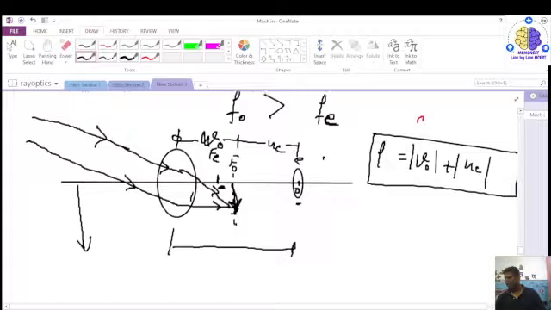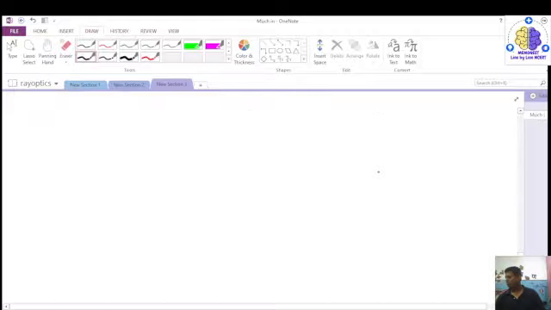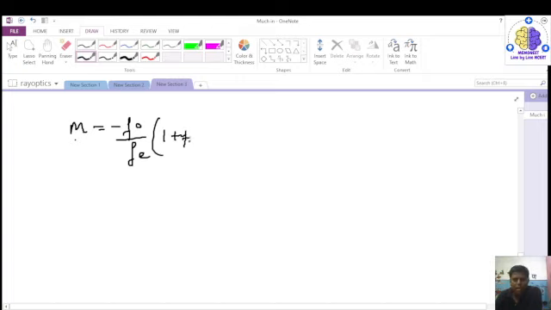And if you talk about the magnifying power, again this telescope is used in two cases, that is for a relaxed eye and for a normal eye. Now for a normal eye, the magnifying power is given as minus FO upon FE into 1 plus FE upon D, right? This is for your normal vision, for normal eye.